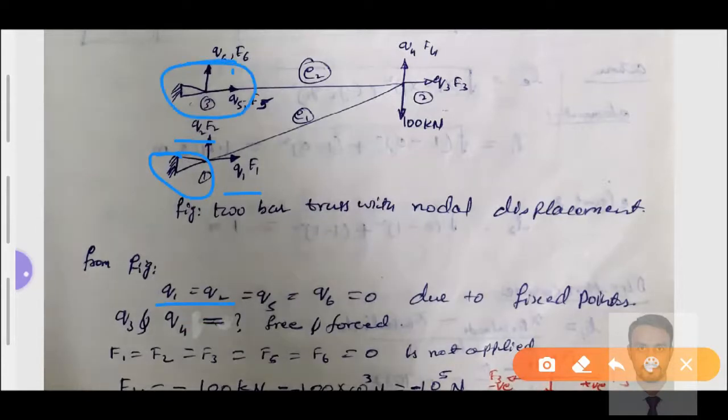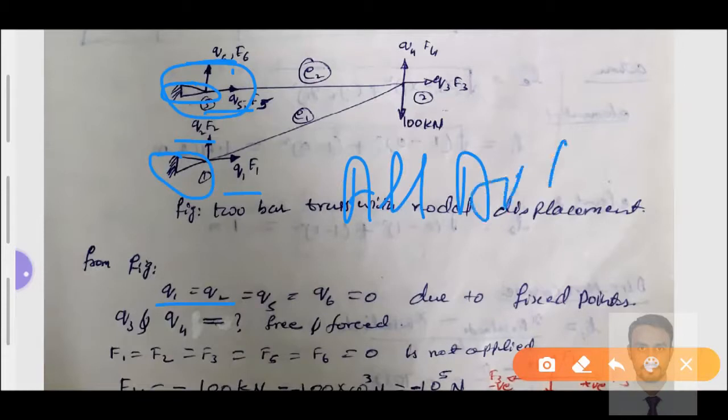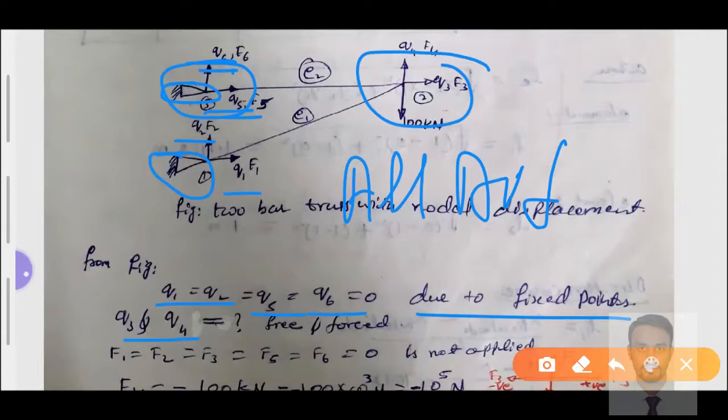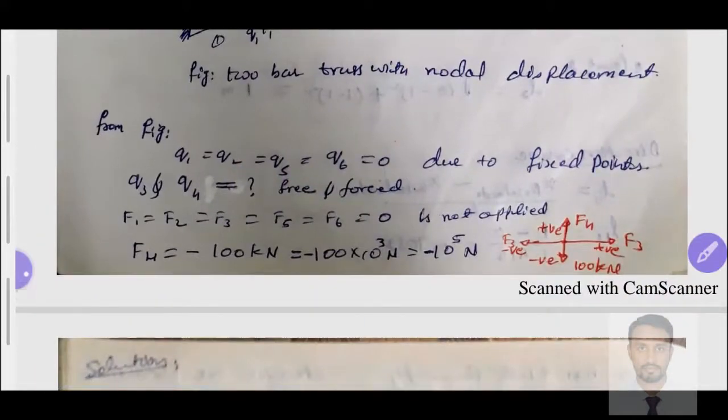Similarly, Q5 and Q6 are present at node number 3. It is fixed along all directions. All degrees of freedom are fixed. Q5 and Q6 are also equal to 0 due to the fixed point. But Q3 and Q4 are unknown, free, and the forces are unknown, that is, not equal to 0.